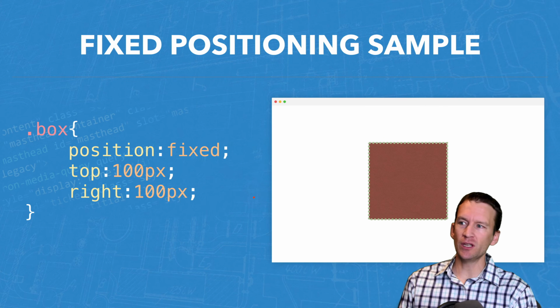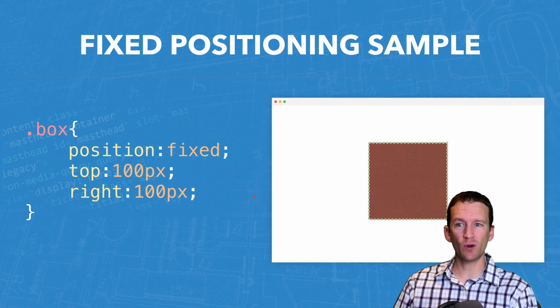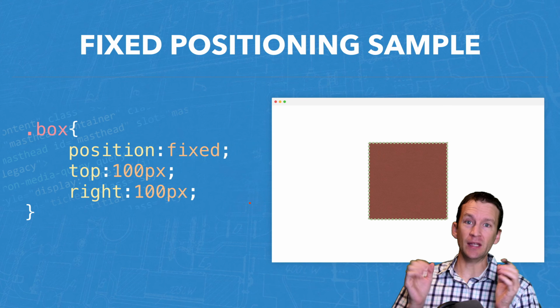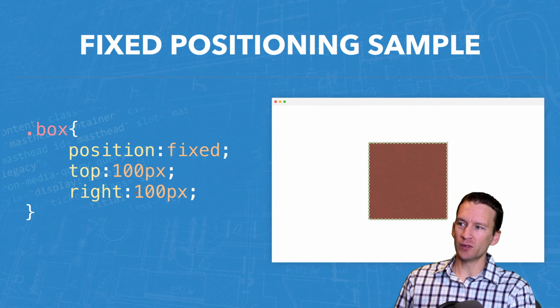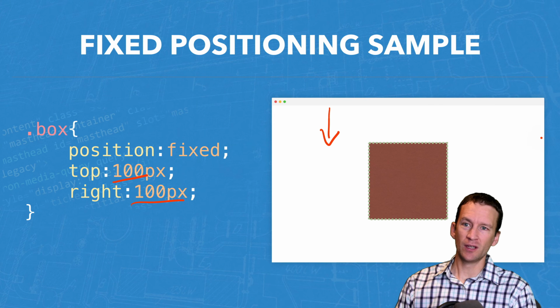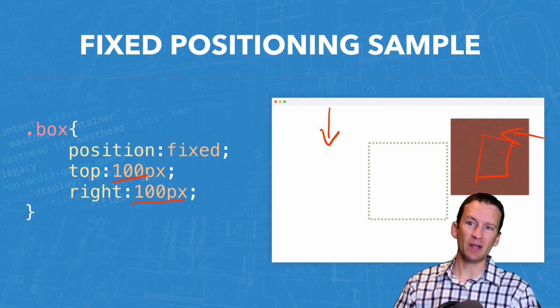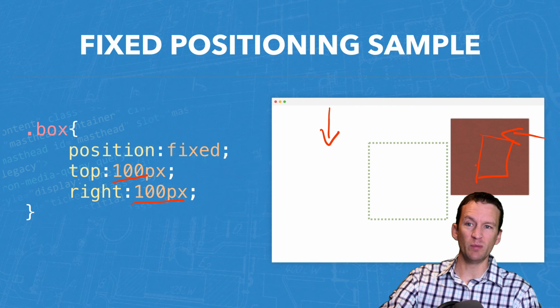Now in fixed positioning, it works basically the exact same way absolute positioning works, except the parent element is always the viewport. So in this case, if we were to say top 100, right 100, this is going to move down 100 pixels from the top edge, and it's going to move this way 100 pixels from the right edge. So I would expect this box to kind of sit over here. So again, as we animate this, it's going to move down 100, over 100, and that's where the element would be positioned.